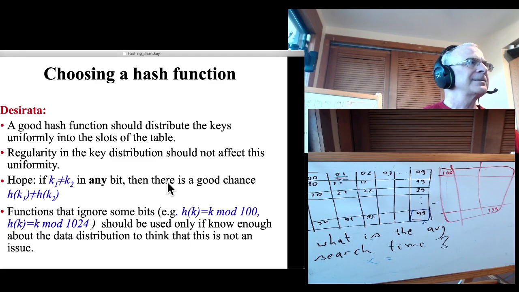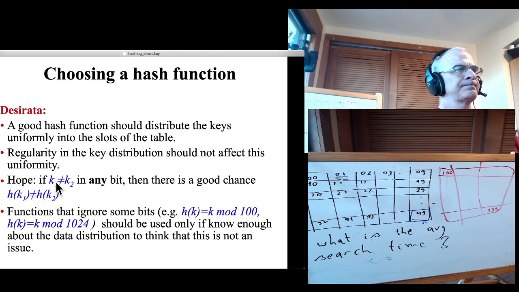Does it satisfy this desired property? Does the function k mod 100 satisfy it? Obviously not. It looks only at the last two digits, the least significant two digits. You don't look at anything but the last two digits. So students that are different, that have the same last two digits but differ in other digits, the function will never notice it. Is this necessarily a bad thing?